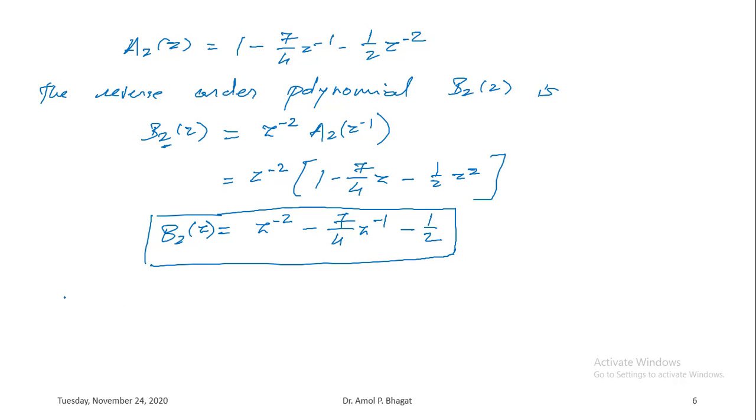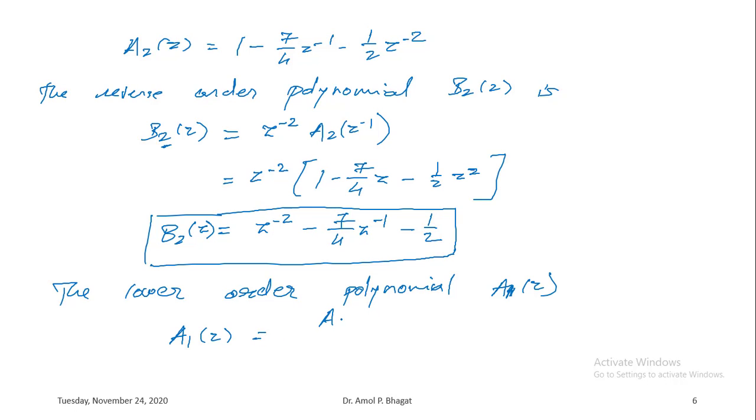Okay, now the lower order polynomial a1 of z. This a1 of z, that is am minus 1 of z, will be identified from a2 of z minus k2 b2 of z whole upon, because the formula is am of z minus km bm of z upon 1 minus km square. That is, k2 square will be there, right? So that will be the formula. So we have to substitute these values here.